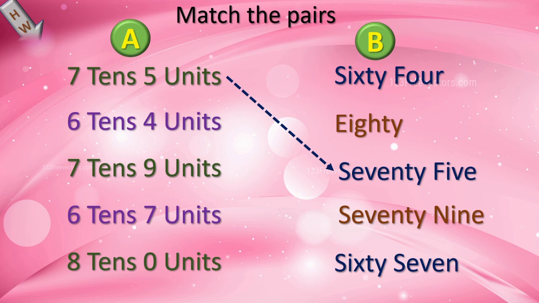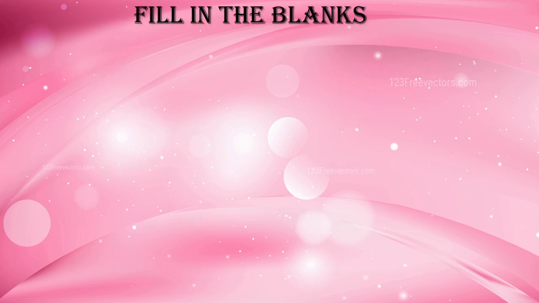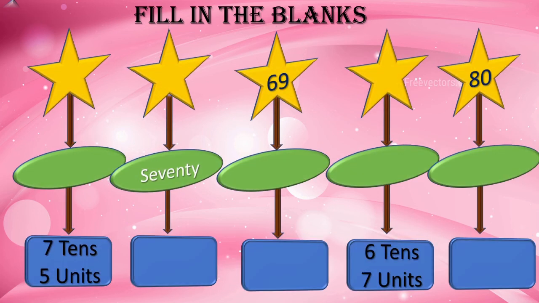Good. One more homework is there. Fill in the blanks. You know this, right? Star shaped parts are there and oval shaped parts are there and rectangular parts are there. In star shaped, numbers are written in numerals, and in oval shape, the numbers are written in words, and in the rectangular shape, numbers are written in tens and units form. Yes, you have to complete all 3 shapes by filling the correct form of the number. Okay?